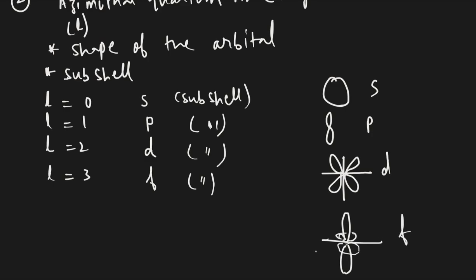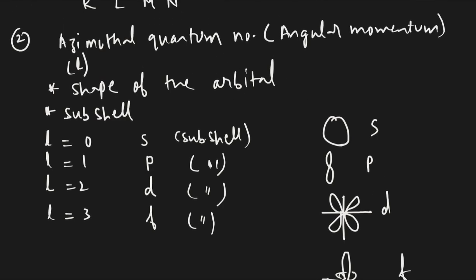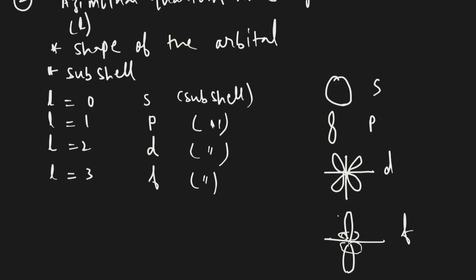Okay, this is the f subshell. As you can see, this particular quantum number represents the shape of the orbital. What is the formula for this? The formula is l is given by 0, 1, 2, and so on till n minus 1.